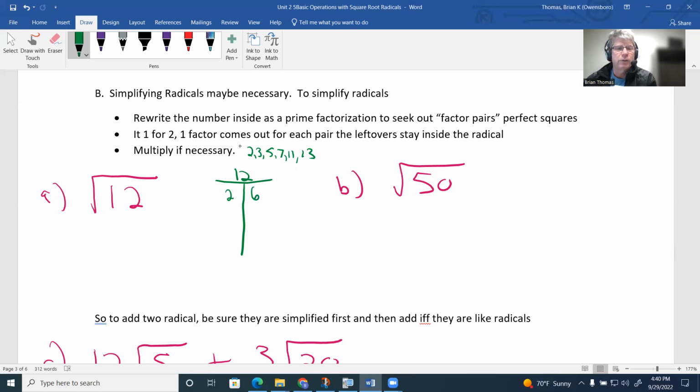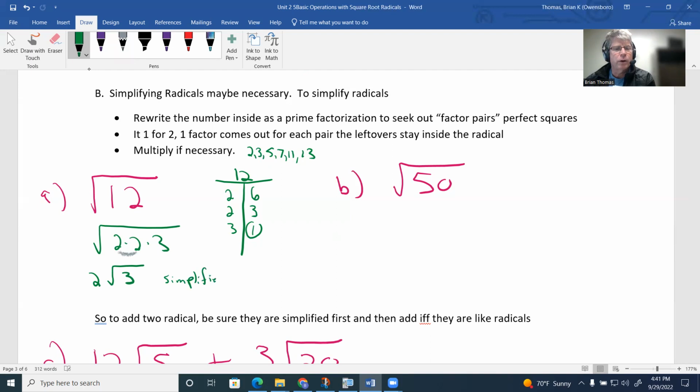Now we have to break down the 6 into a prime number. The 2 does go into 6 3 times. Notice 2 no longer works for the 3, but 3 is a prime number, and 3 does go into 3 1 time. Once I get that 1 there, we've completed our prime factorization. So we rewrite the square root of 12 as 2 times 2 times 3. What we're looking for is a factor pair, and notice there's a pair of 2's here. Since there's a pair of 2's, we're allowed to bring one 2 outside. Since there's not a pair of 3's, that 3 remains inside the radical. So this is our answer, 2 times the square root of 3, and this is considered simplified.